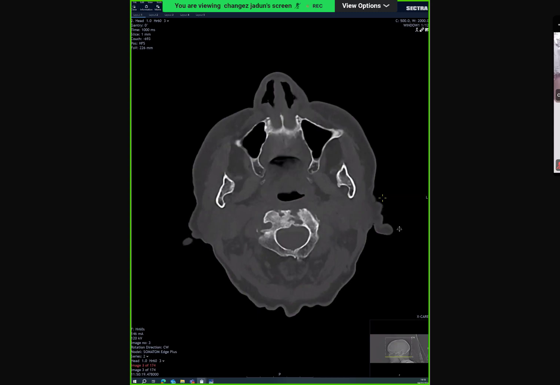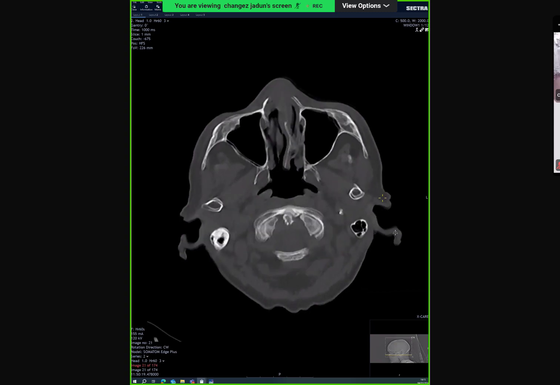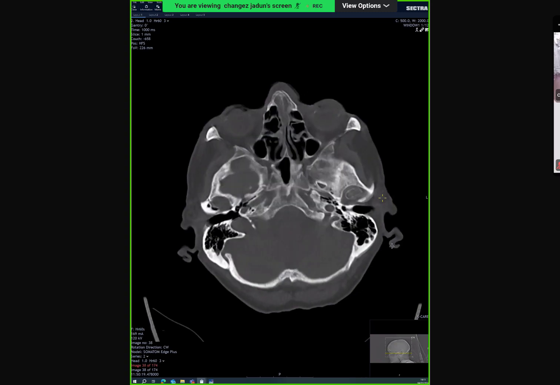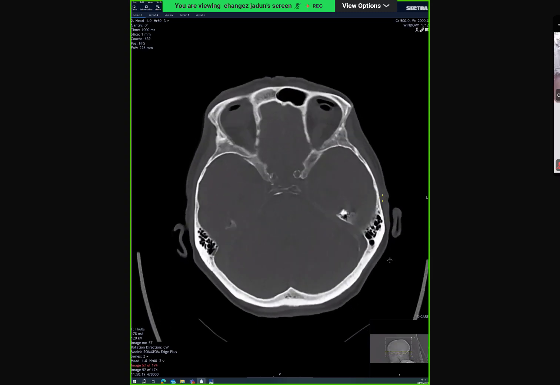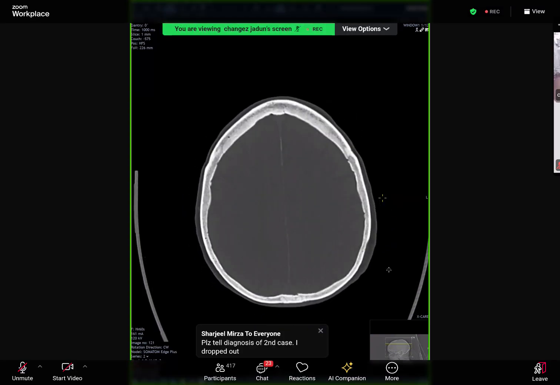So coming up now from the bottom, coming up again, and again I can't see any obvious fractures. The temporomandibular joints also look normal. The orbital areas also look normal to me. No obvious fractures which I can see.